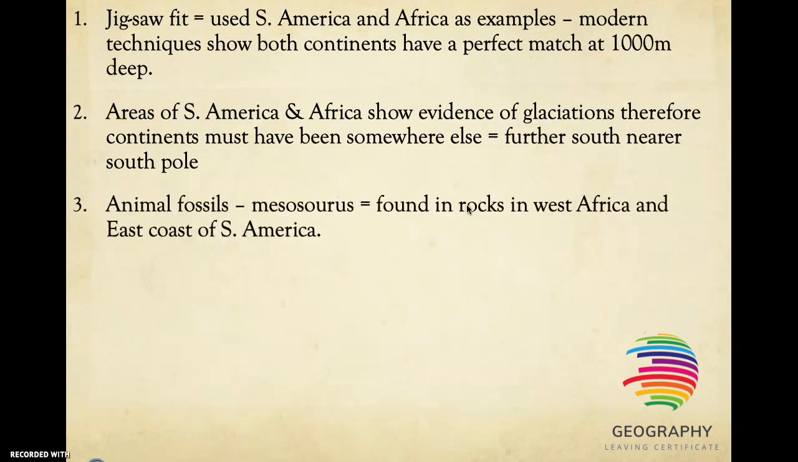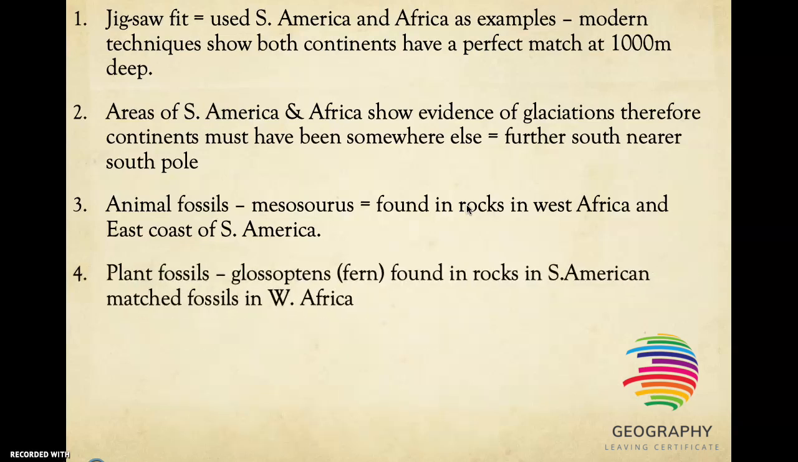His third piece of evidence was animal fossils. So Mesosaurus bones were found in rocks in West Africa and on the east coast of South America. So therefore those animals must have been able to walk around there. They wouldn't have been able to cross those massive oceans. So the exact same animal fossils were found in rocks, and at the same time the exact same plant fossils were found in rocks in South America and matched those fossils on the west coast of Africa.